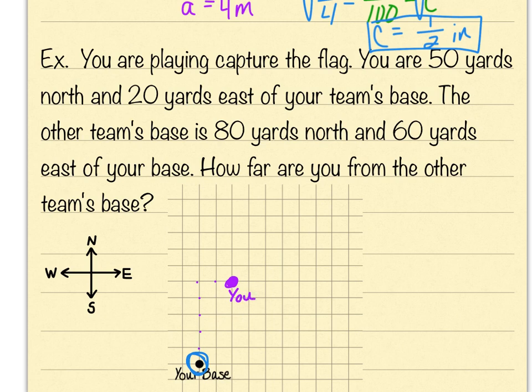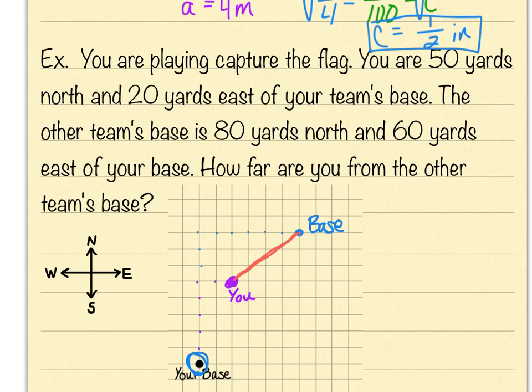And then it says the other team's base is 80 yards north and 60 yards east from your base. So we're already 50 yards, so 60, 70, 80 yards north and 10, 20, 30, 40, 50, 60 yards east from your base. So this is their base. And we want to know, how far are you? Well, obviously, if we're playing capture the flag, we're not going to walk like that, right? We're not going to take the long way. We're going to go straight for their base.